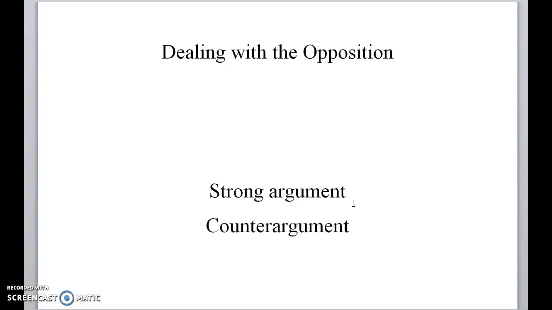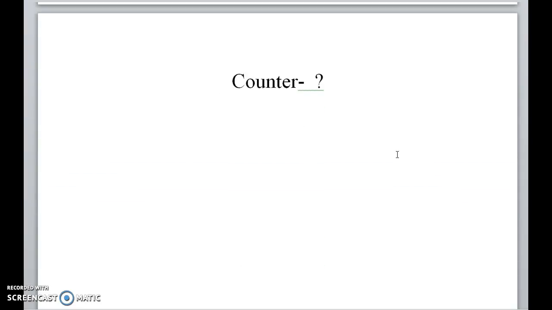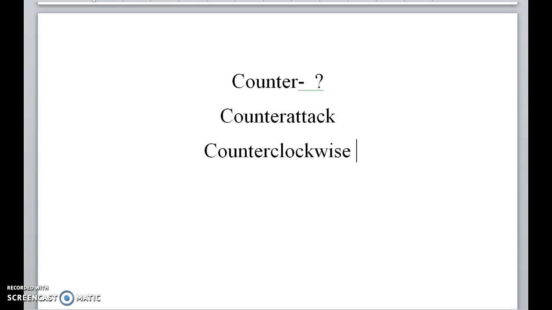But the other component is what we call counter-argument. Okay, and this is when you deal with the opposition head on. Now think of that word counter-argument and that prefix, counter. Think about some other words that have the prefix counter. Some that you might come up with are counter-attack, counter-clockwise, some other words like that. Now in all of these, what does counter mean? Yes, it means going against.